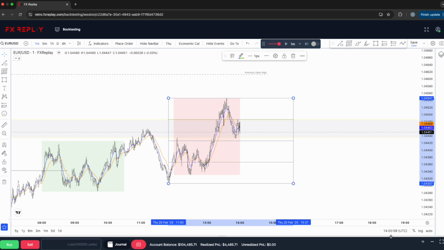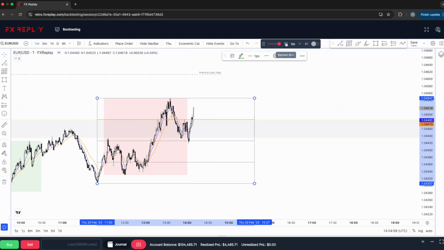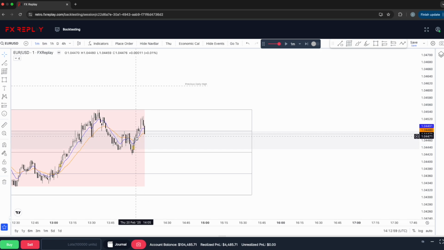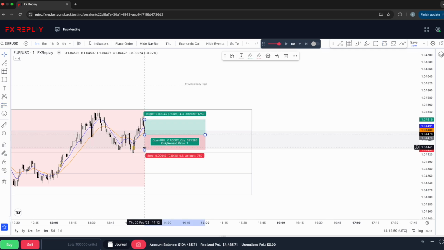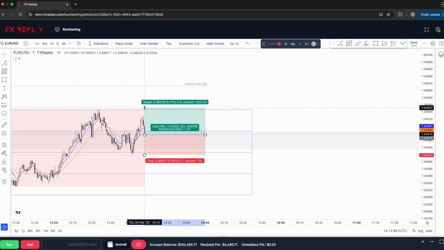So the pullback, yes, it is, but I had a crossover here, but I need the pullback to happen at 50%, which it does. Oh damn! So it's also had that. This is because we missed this thing. I would be entering exactly off there with this here, 5.7 pips.